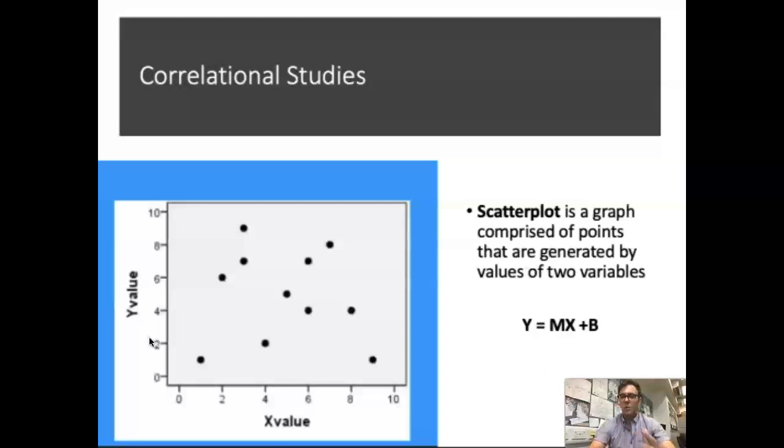This is what you'll see when you're looking at questions on the AP exam. When it asks, is this a positive correlation or is it a negative correlation? They'll show you a scatter plot, and you'll need to be able to recognize what a negative correlation looks like and what a positive correlation looks like.